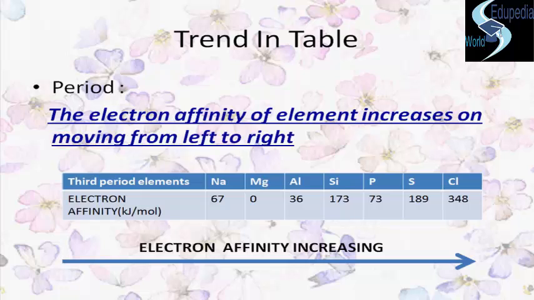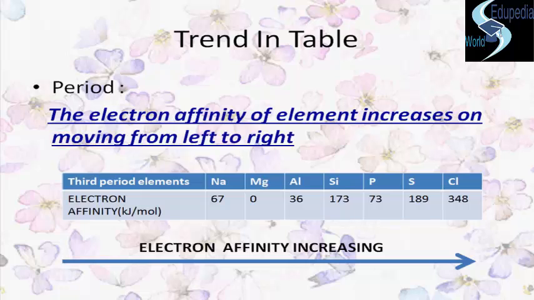As I have written here, the electron affinity of the third period elements sodium, magnesium, aluminum, silicon, phosphorus, sulfur and chlorine, with respect to their electron affinity, is 67 kilojoules per mole, 0 kilojoules per mole, 36 kilojoules per mole, 173 kilojoules per mole, 73 kilojoules per mole, 189 kilojoules per mole, and 348 kilojoules per mole respectively.